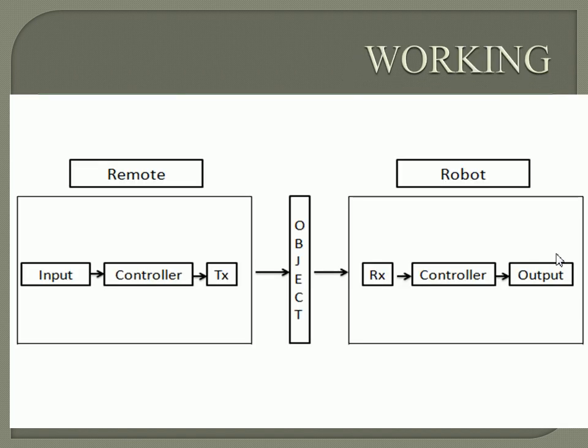First we give input, and that input is analyzed by the controller, which sends the data from the transmitter to the receiver. The receiver in the robot analyzes the data and transmits it to the controller where the programs are dumped, which analyzes all the instructions, and there it takes action on the object.